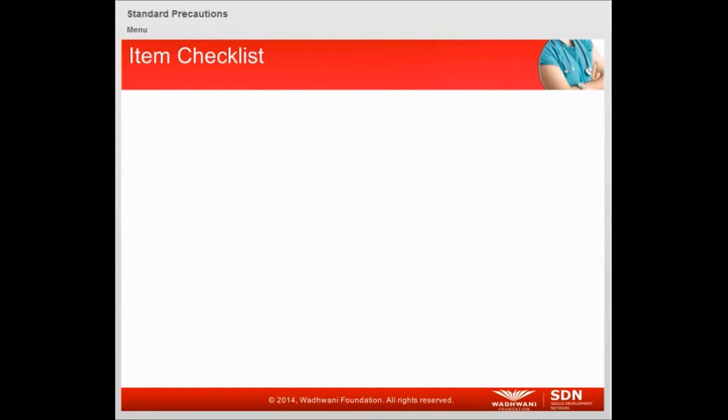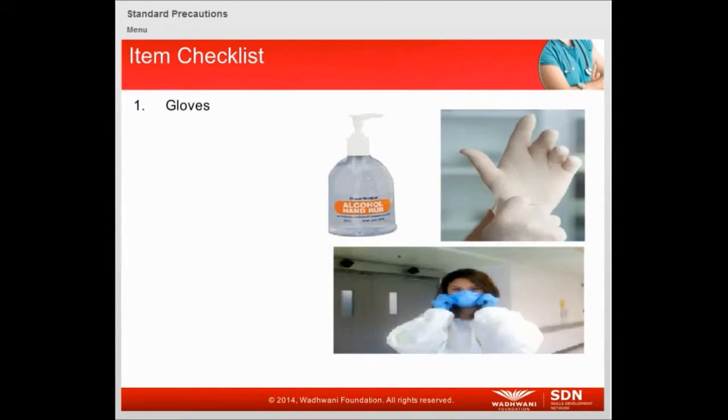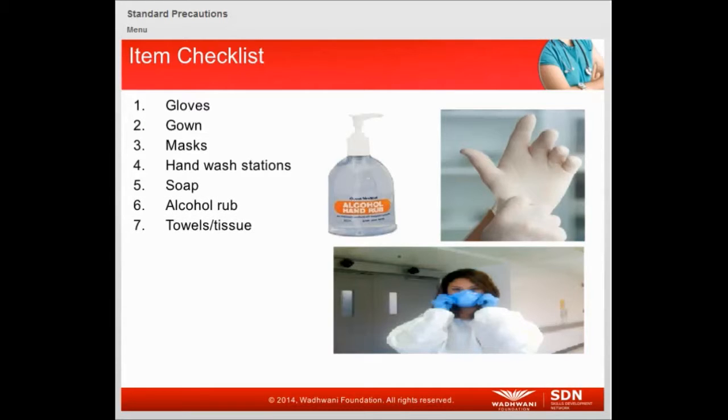Here's a checklist of the items. 1. Gloves. 2. Gown. 3. Masks. 4. Hand wash stations. 5. Soap. 6. Alcohol rub. 7. Towels or tissues.